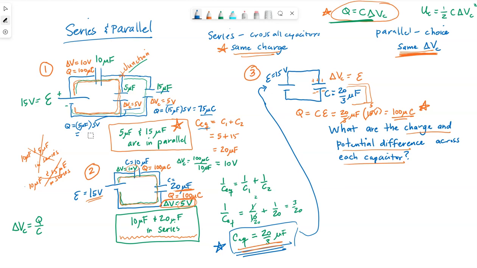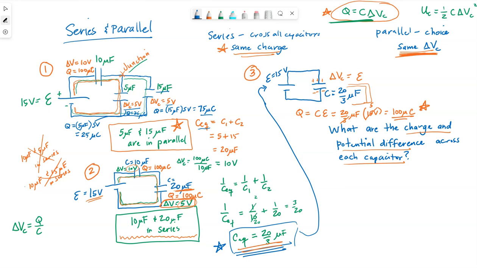25, but I need to get the right units on here. Microcoulombs is the charge on this capacitor. So now we're back to our original circuit. We now know Q and delta V for each of the 3 capacitors that are shown there.